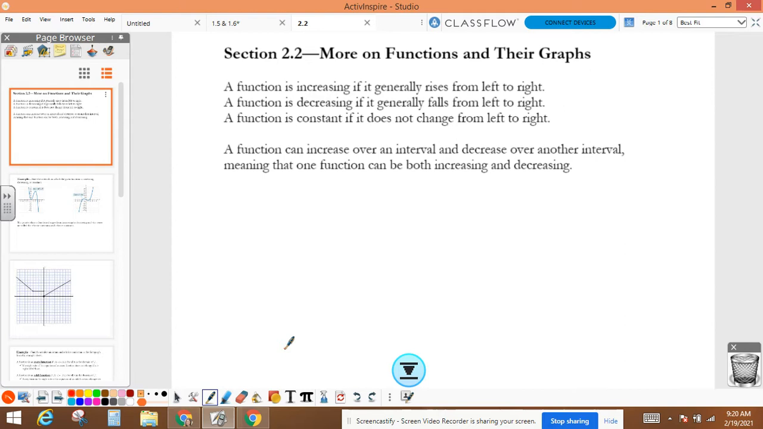A function can increase or decrease or both. But it can't do both at the same time. So it can increase over a certain interval and it can decrease over a certain interval. But you can't increase and decrease at the same time, but one function can do both.